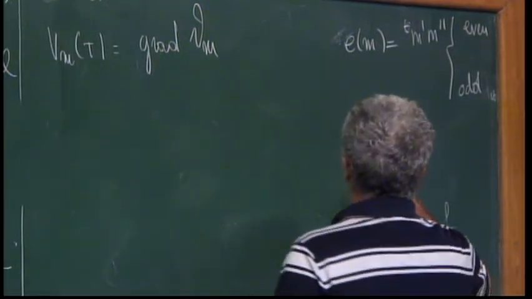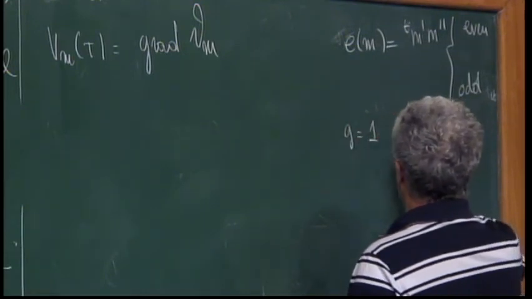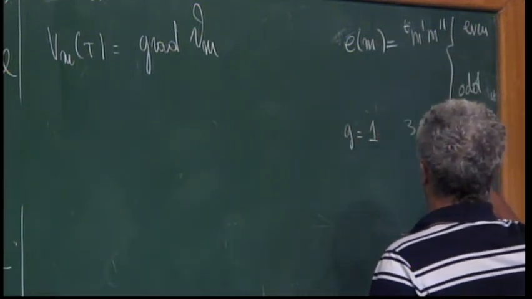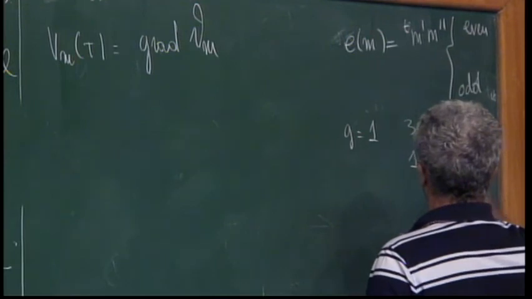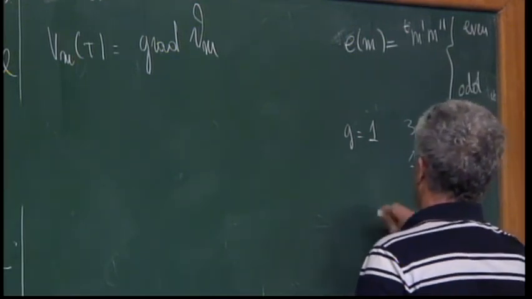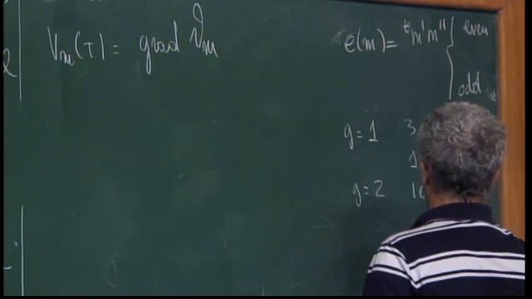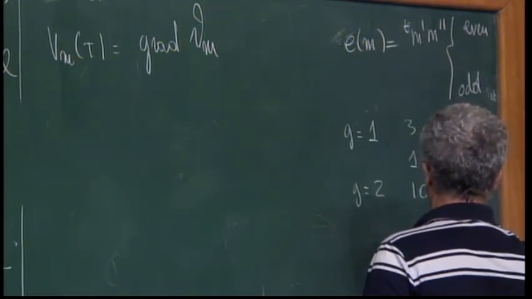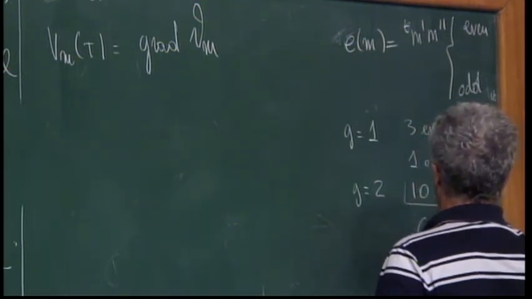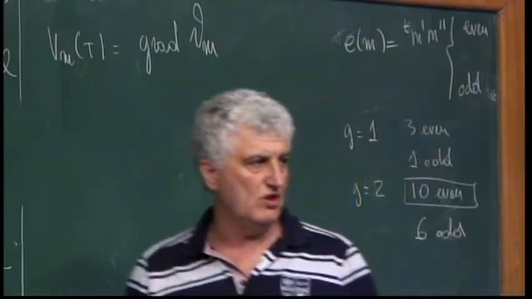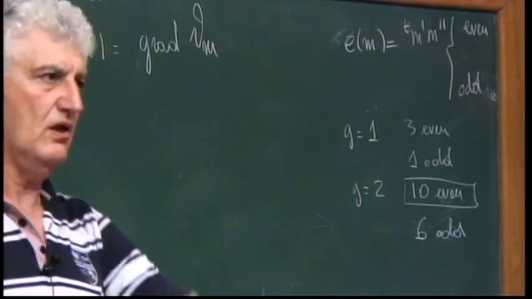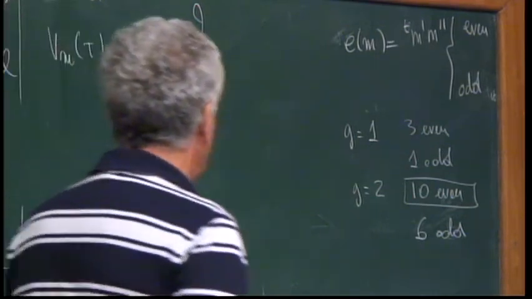So for example, when g is equal to 1, there are 3 even and 1 odd theta function. When g is 2, there are 10 even and 6 odd. These 10 even are those that Ma was telling before. The product is Igusa chi_5.